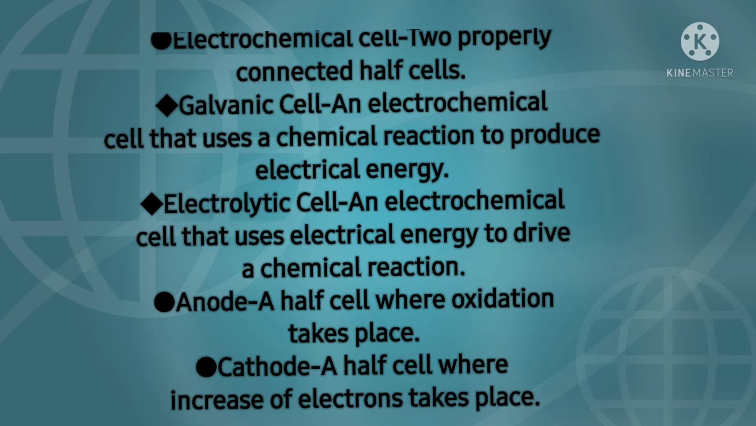Galvanic cell, an electrochemical cell that uses a chemical reaction to produce electrical energy. Electrolytic cell, an electrochemical cell that uses electrical energy to drive a chemical reaction. Anode, a half cell where oxidation takes place. Cathode, a half cell where increase of electrons takes place.